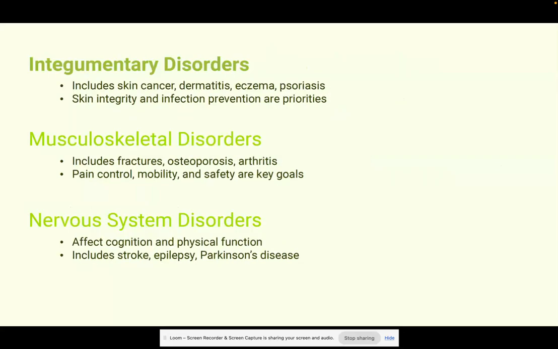As we have discussed before, the integumentary system is all about the skin. Integumentary disorders include skin cancer, dermatitis, eczema, and psoriasis. Skin integrity and infection prevention are the priorities here, right? Usually it's all skin diseases. That is the integumentary system. Bed sores are part of the integumentary disorders. Skin rashes and scratches are also part of the integumentary disorders.